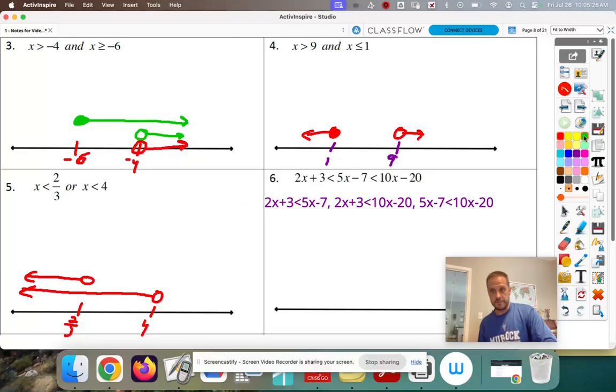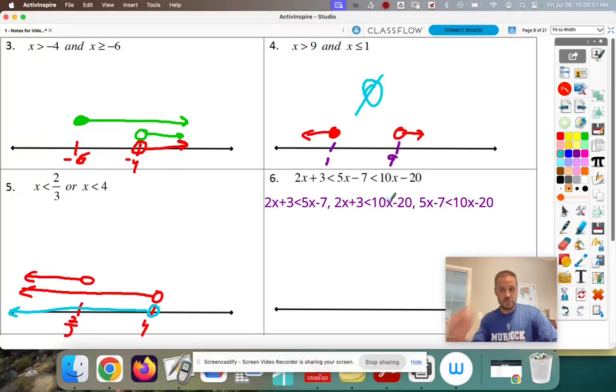On this guy, we need and. Well, where are we simultaneously over here and over here? And the answer is nowhere. So we can say the empty set. All right. Down here, less than 2/3 or less than 4. Well, I'm happy if I'm colored in here, both, or just one. And so I would color in all of this.